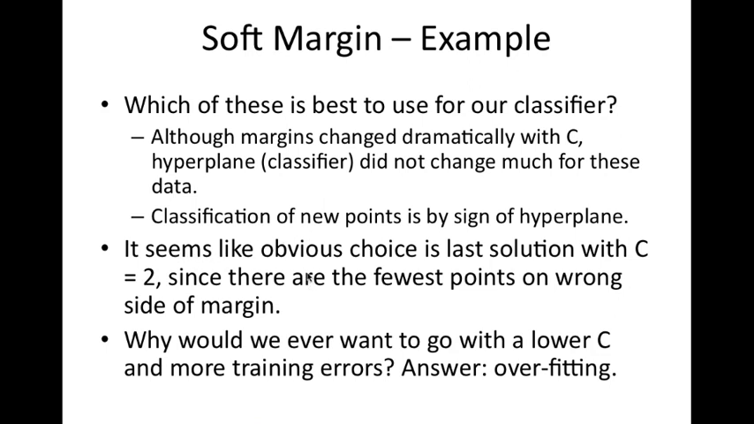It seems in this case like an obvious choice that we would want that final solution with C equals 2, since there are the fewest possible points on the wrong sides of the margin. So why would we ever want to go with a lower C with more training errors? The answer is, in other data, you may have to worry about overfitting, which is what we'll talk about right next.